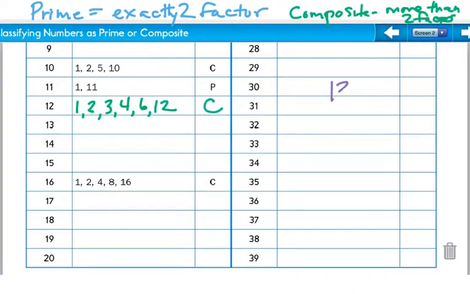The next number, number 13. 13, I can always start with 1 times itself. There are no other factors for 13, so I just write down 1 and 13. If it has exactly 2 factors, 1 and itself, it's considered prime, so put a P for prime.